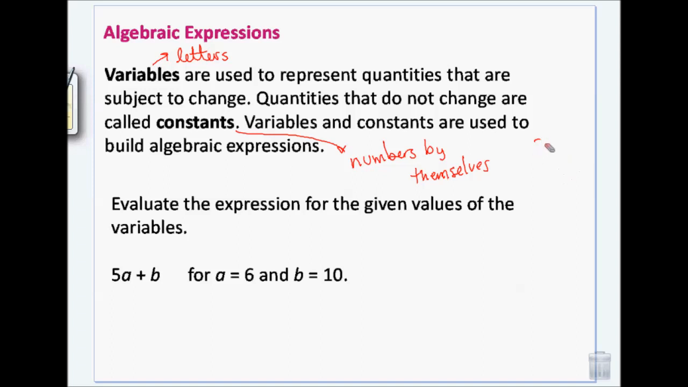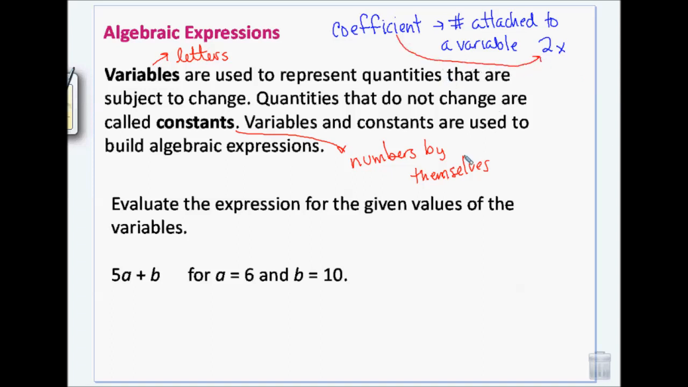Actually, while we're on it, I might as well go ahead and give you this word too. Coefficient is a number attached to a variable. So if I say 2x, the coefficient is 2.